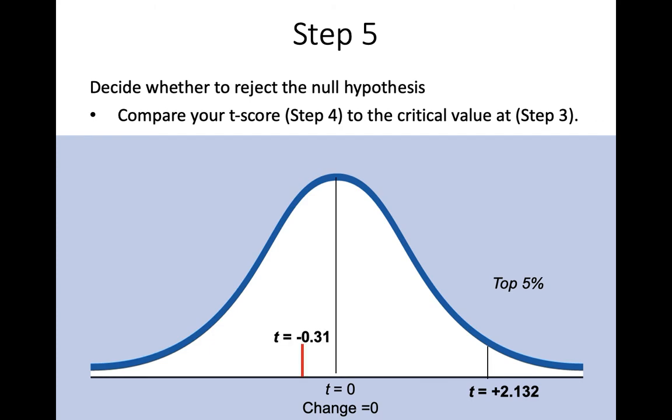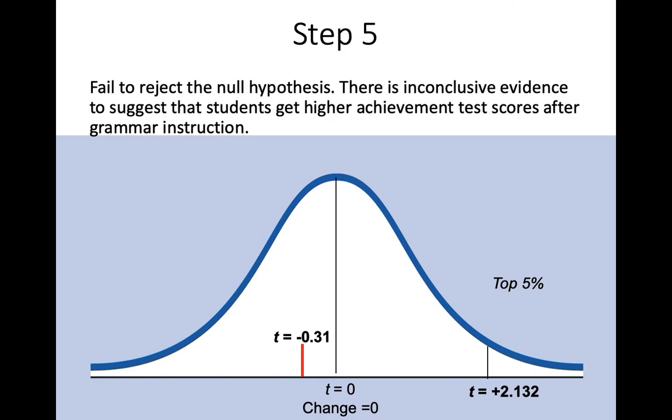And just locating that in our distribution of means, we can very clearly see that when our mean is converted to a t, that very clearly does not fall in the critical region. So we are not exceeding our critical value, and so we're going to fail to reject the null hypothesis.